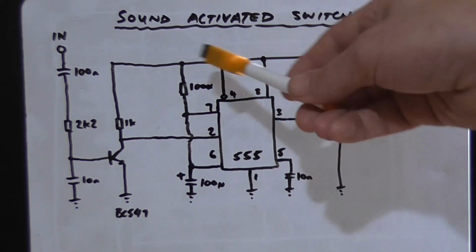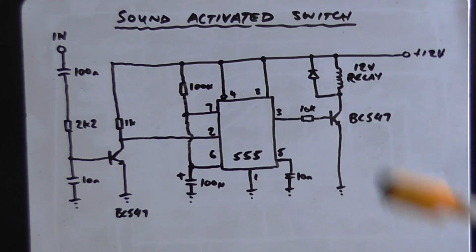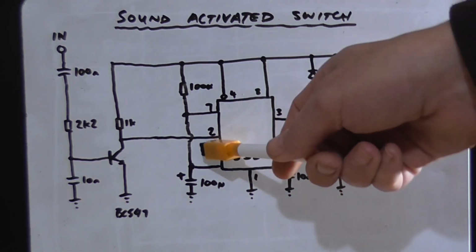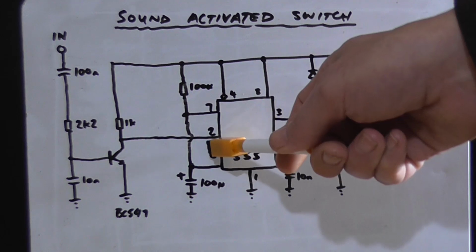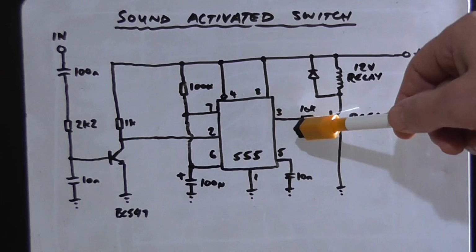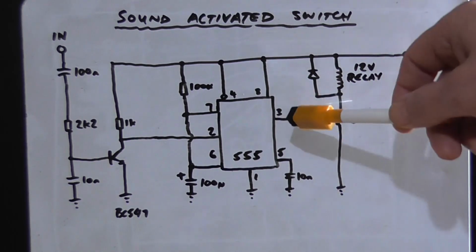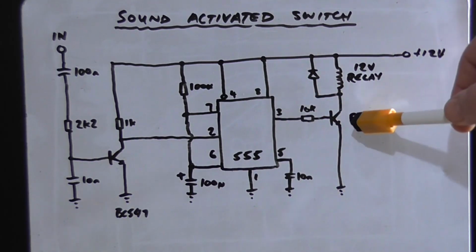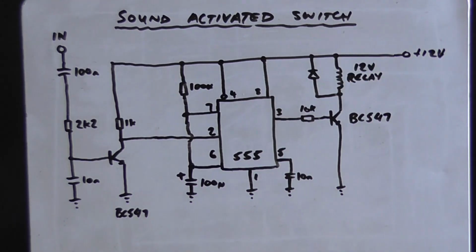Now, this is configured as a monostable flip-flop. So when we provide a pulse to pin 2, the trigger, in this case bringing it to ground, this will set the output to high. With the output high, the transistor turns on, relay turns on.